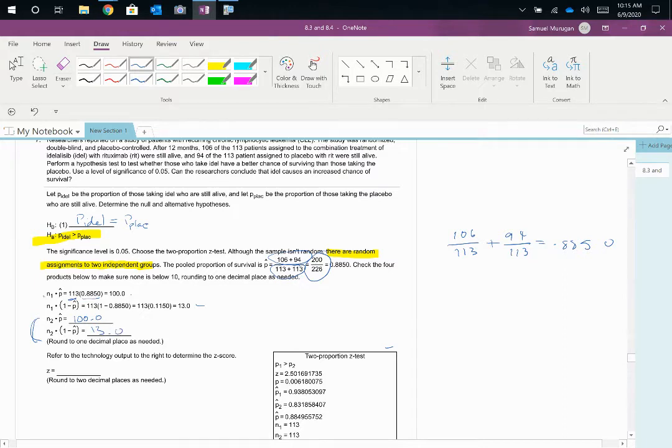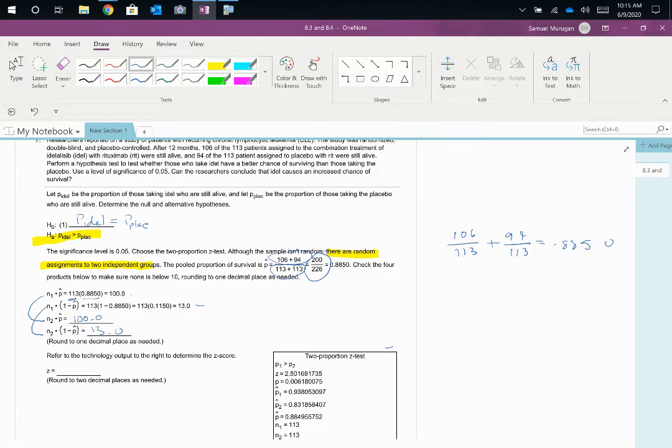Okay, this is going to be the same as N1. N2 and N1 are the same. They're both 113, so we're essentially multiplying by the same number for both. You don't have to actually do any work here and redo that calculation.